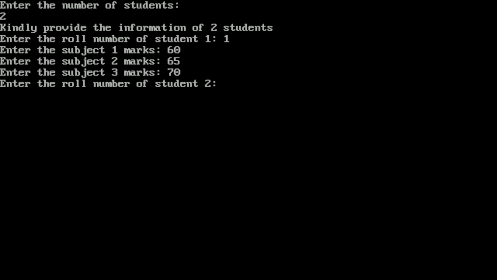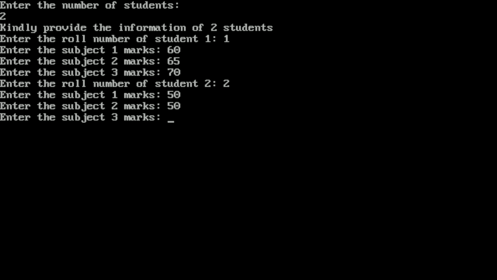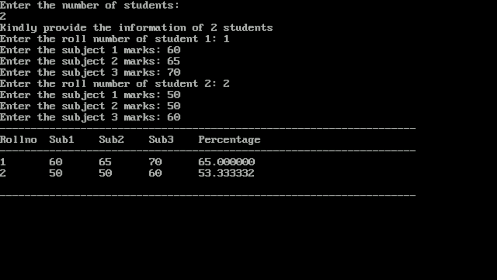The next iteration takes place and it is asking for the second student's information, that is, enter the roll number of student 2. For example, I'm going to enter 2, then it is asking enter the subject 1 marks. For example, I'm going to enter 50, subject 2 marks, I'm going to enter 50 once again, enter the subject 3 marks. Now I'm going to enter 60 and press enter.